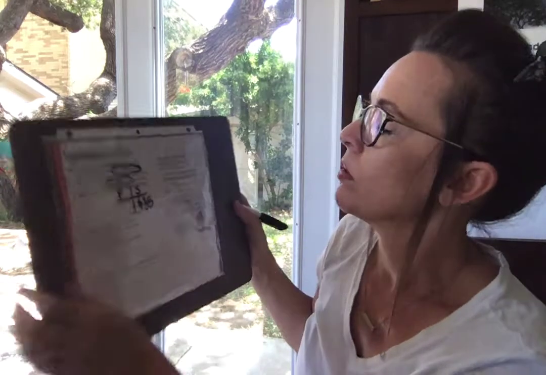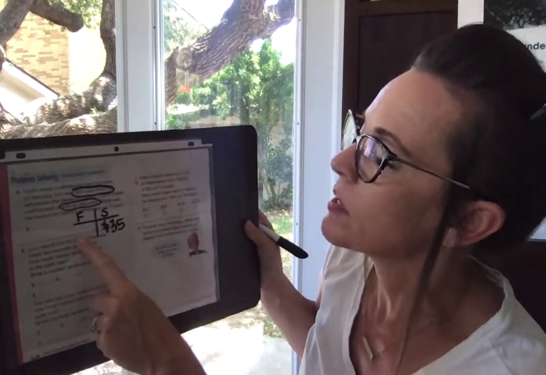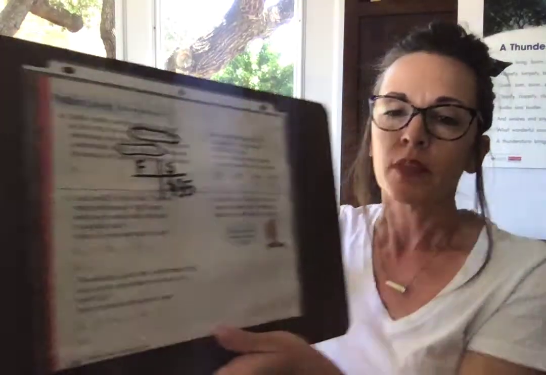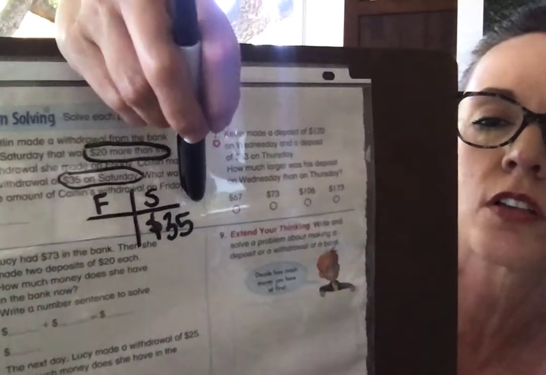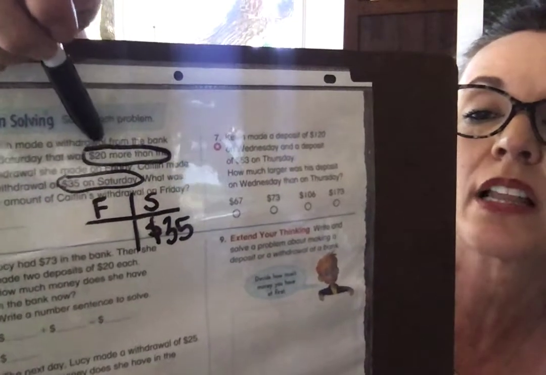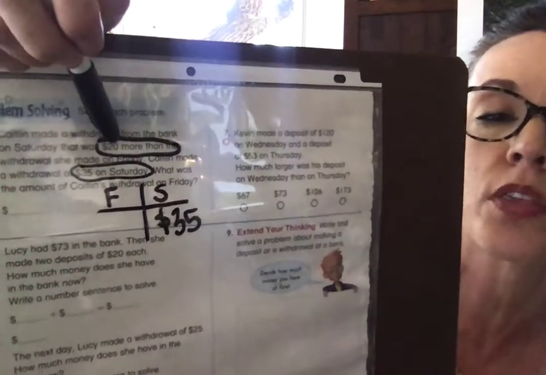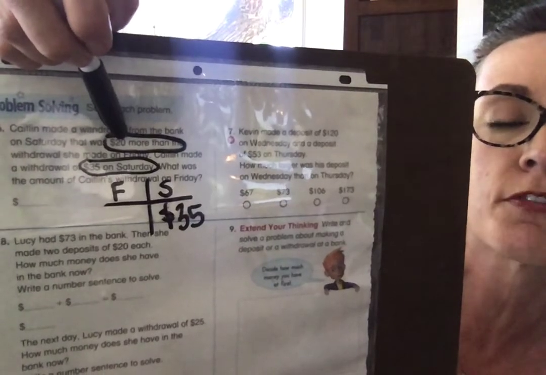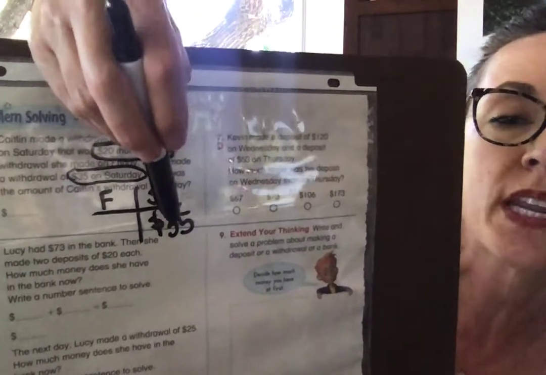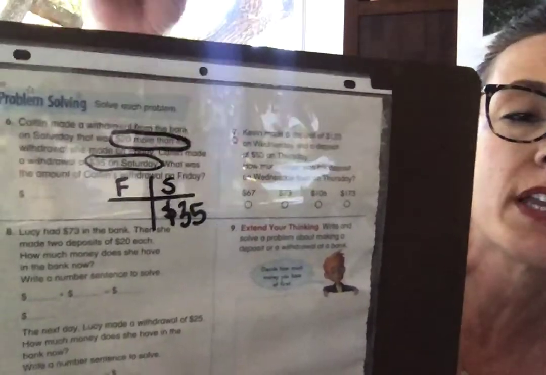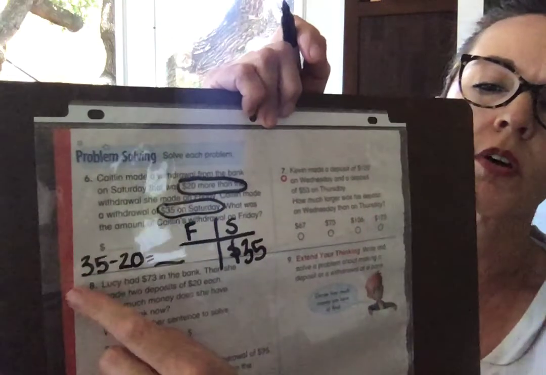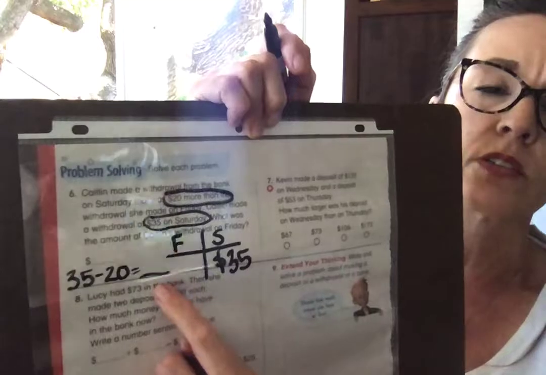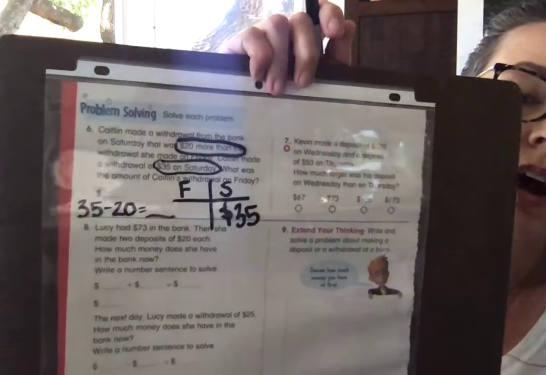That is what she withdrew. But the question that I'm trying to find out is, what was the amount of Caitlin's withdrawal on Friday? Well, I know that she withdrew $35 on Saturday, and it's telling us that that's $20 more than the withdrawal she made on Friday. So if I take away 20, what would that be? I'm going to let you solve it. 35 take away 20 will give me the answer of her withdrawal on Friday.